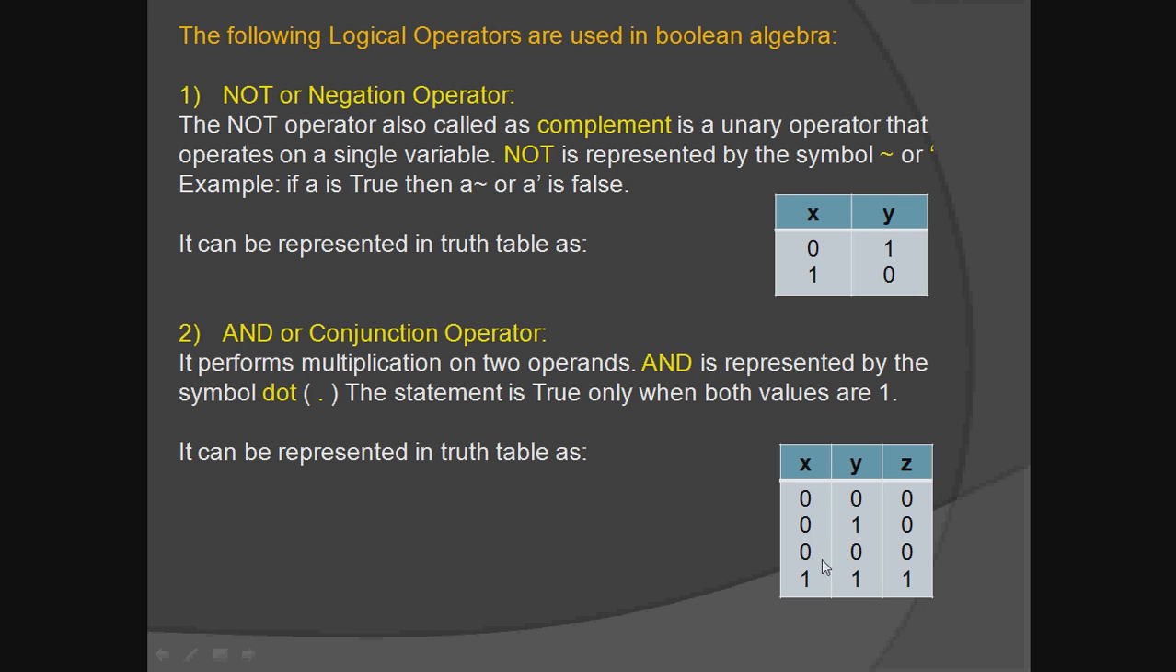So this should be 1 here. So 0 0, 1 0, 0 1, clear. In any way, whether x is 0 or 1, and y is 0 or 1, it will be 0 only. Just like the normal logical operator, only when both the expressions turn out to be true, or both the values are 1, then you will get the output value as 1 or true.